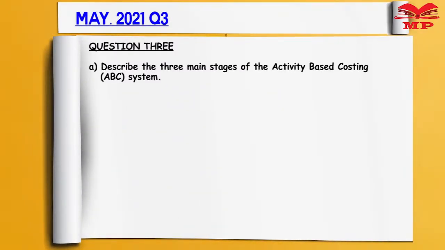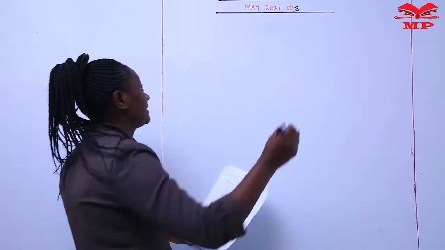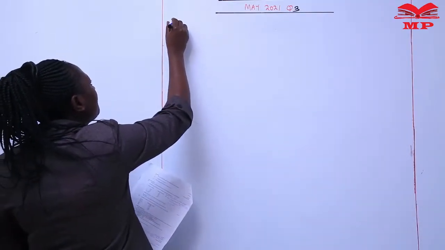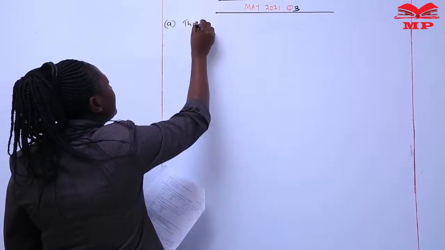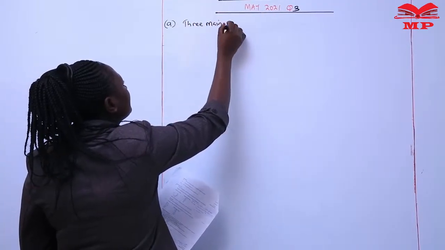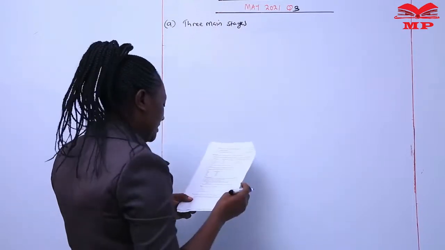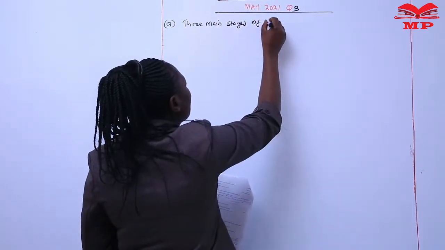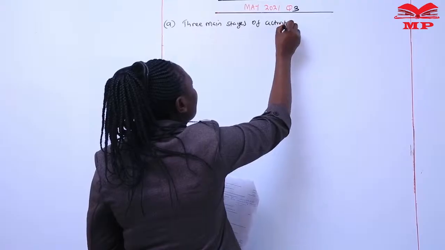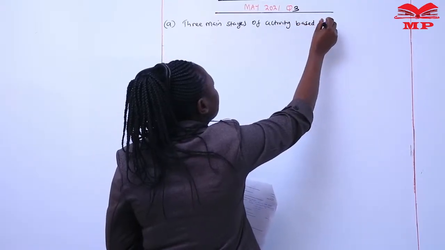Question number 3 comprises 2 parts. We have part A and part B, and part A reads, describe the 3 main stages of the activity-based costing, that is ABC system. What are the 3 main stages? Part A of question 3, 3 main stages of activity-based system.